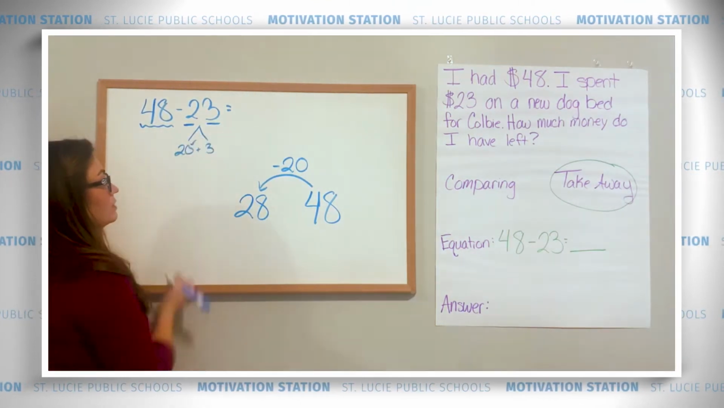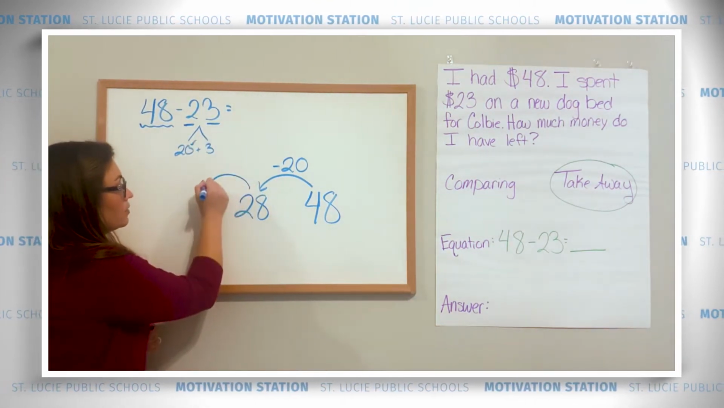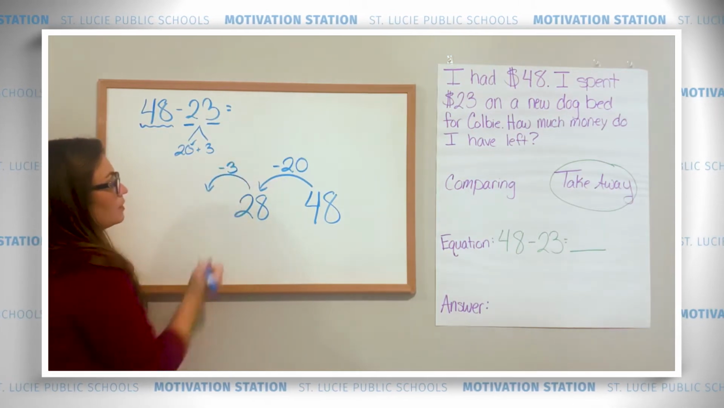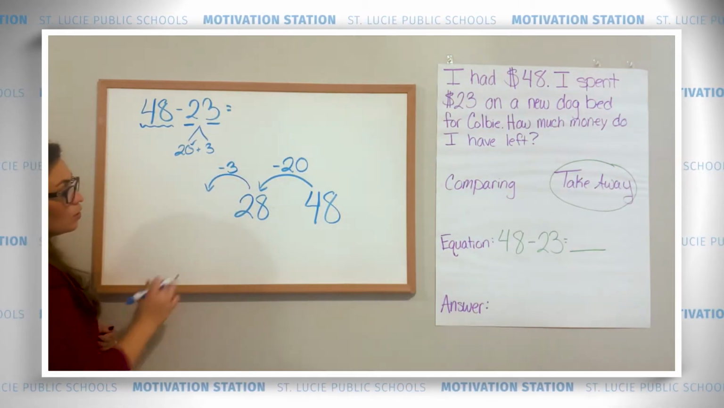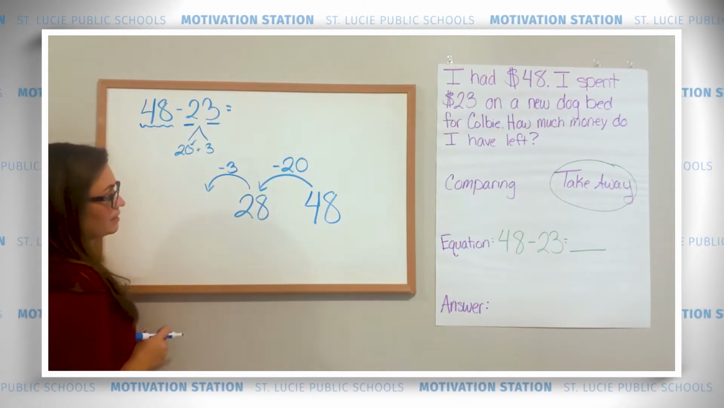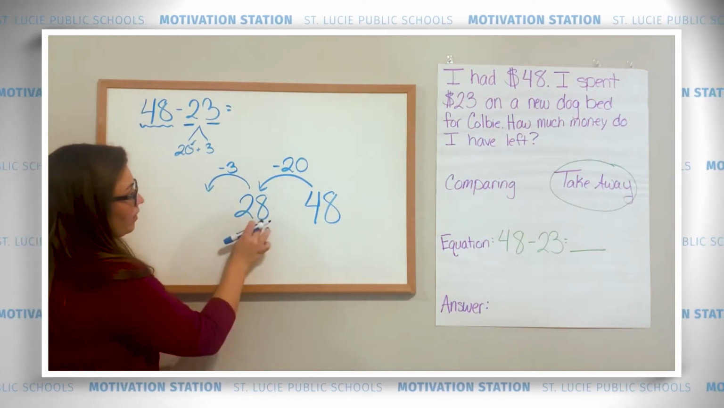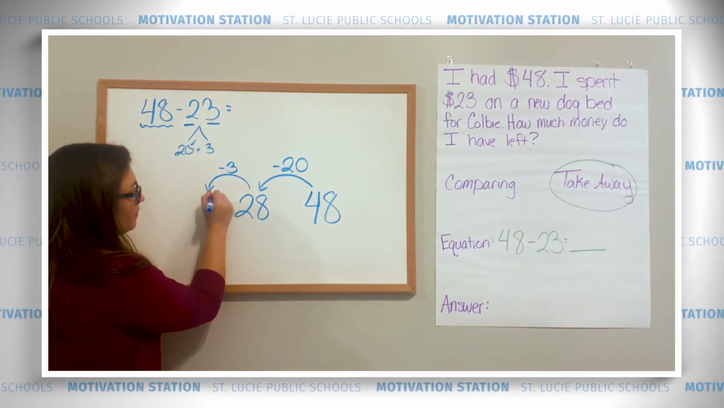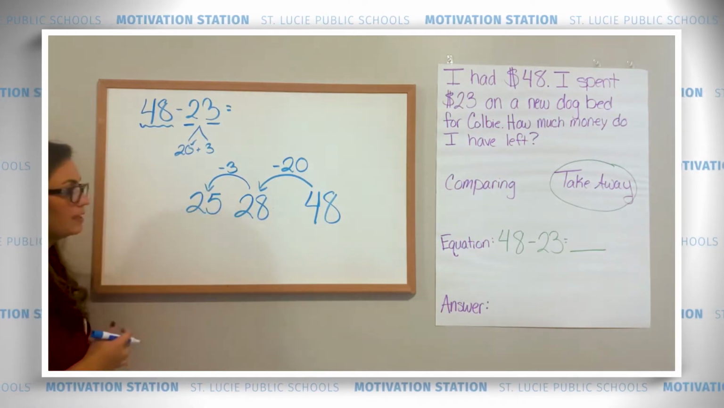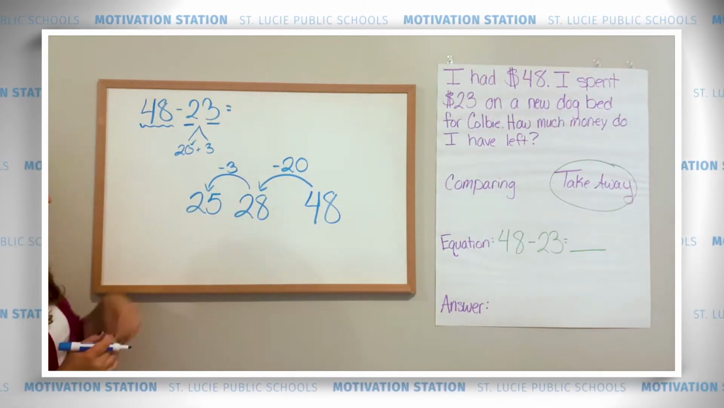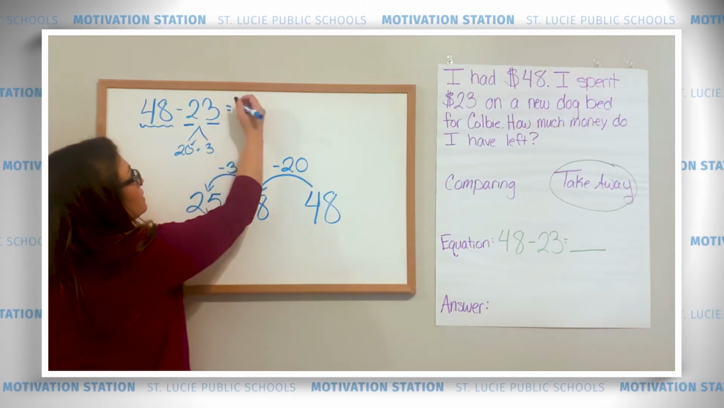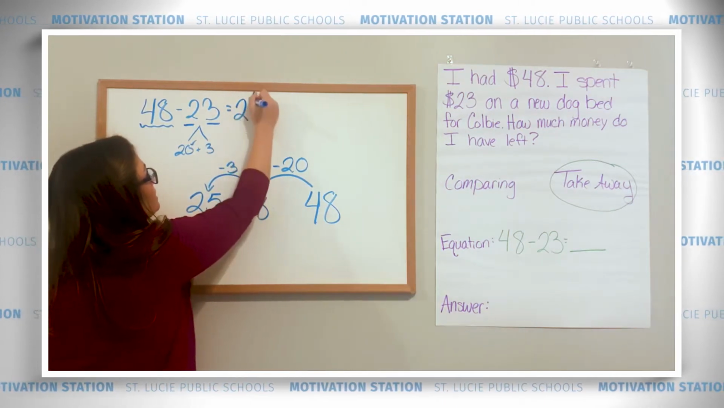That's the first jump. Now I need to do my minus 3. So I do another jump. This one's only minus 3. 28 minus 3. Well, 8 minus 3 is 5. So my answer is 25. 48 minus 23 equals 25.